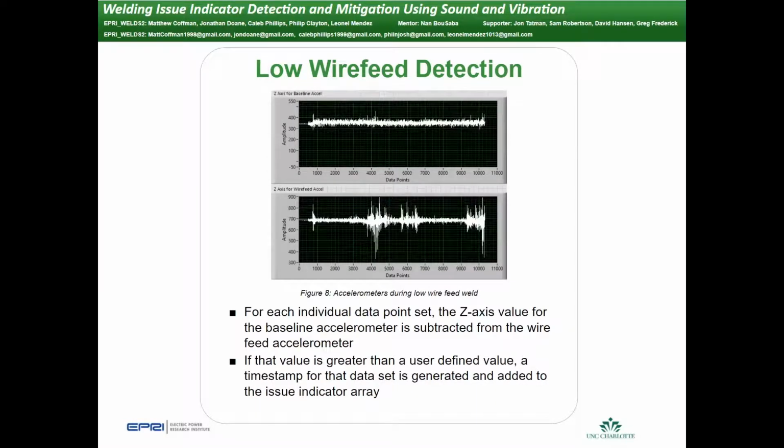This image shows the accelerometers during a low weld. The z-axes of each accelerometer are compared and used to determine a low wire feed issue. Once determined, a timestamp is generated.